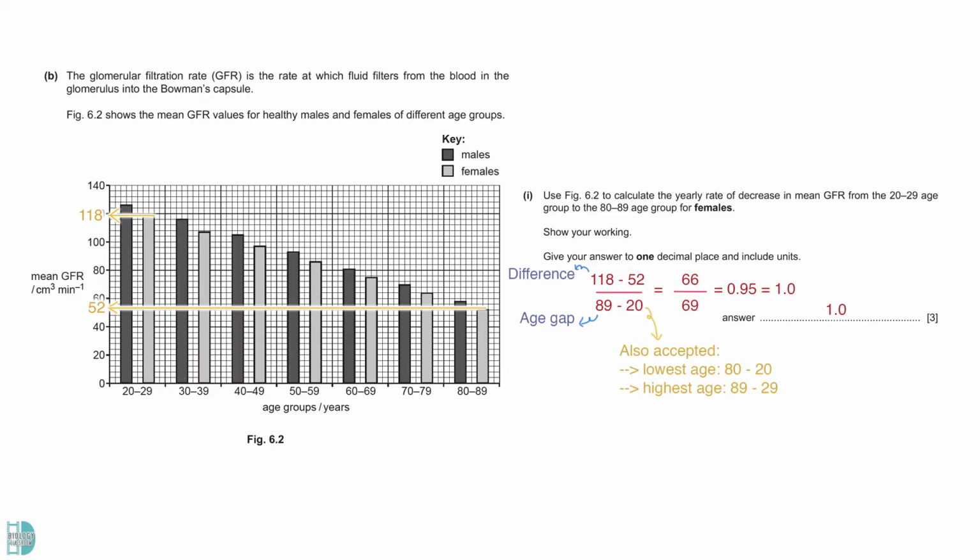B shows the mean GFR for healthy males and females of different age groups. 1. Calculate the yearly rate of decrease in mean GFR from the 20 to 29 age group to the 80 to 89 age group for females. GFR decreases from 118 to 52. Find the difference between them and divide it by the total age gap, 69. If you use the lowest or highest age in the groups, it is acceptable as well.